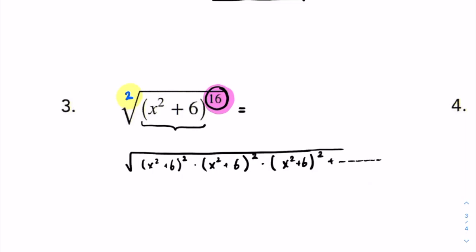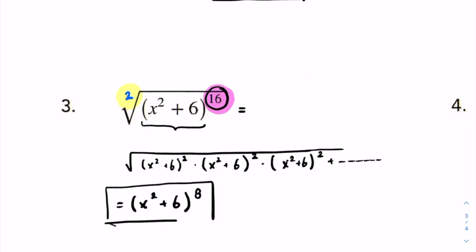But hopefully you're recognizing a pattern here. For every one factor, one of them comes out. If you have 8 groups of 2, for every group, one will come out. Therefore, you end up with a final answer of x squared plus 6 raised to the power of 8. So 1 would simplify from every group, that means you'd have 1 from each group of 8 for a total of 8. X squared plus 6 raised to the power of 8 would be your final answer.